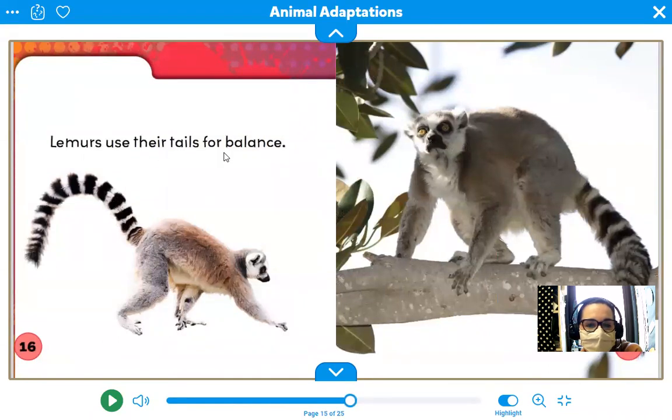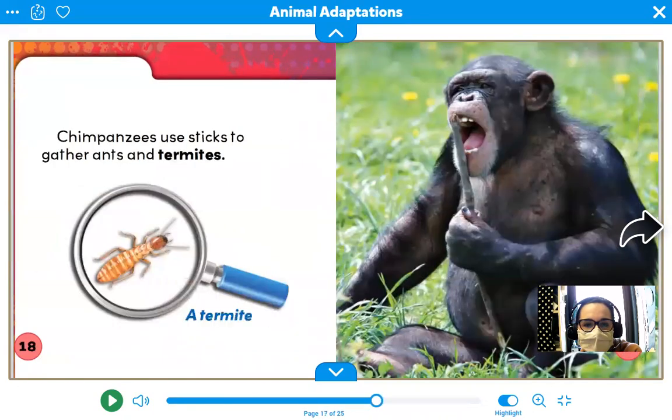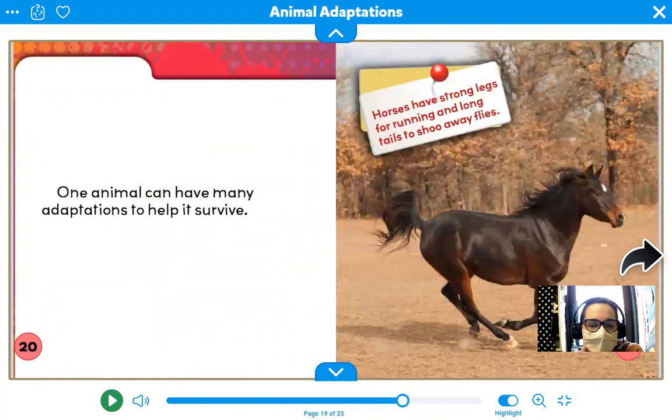Lemurs use their tails for balance. Okay, look at that. Chimpanzees use sticks to gather ants and termites. And he's using a big stick to dig down and get the bugs he needs to eat that help him to survive. One animal can have many adaptations to help it survive. So a horse has strong legs for running and long tails to shoo away flies.